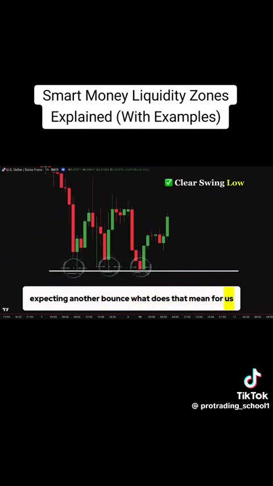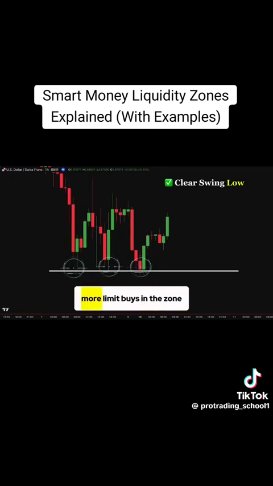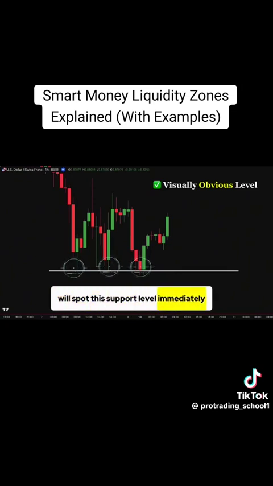What does that mean for us? More stop losses below the low, more limit buys in the zone. In short, a perfect liquidity trap. Third trait, it's obvious. Anyone opening this chart, beginner or advanced, will spot this support level immediately. And when a level is that obvious, it becomes a hotspot for orders. That's exactly what smart money looks for. Crowded areas where they can trigger a liquidity sweep.